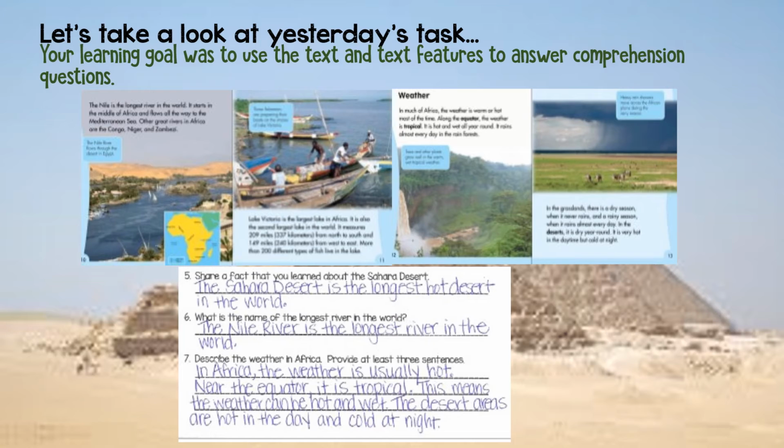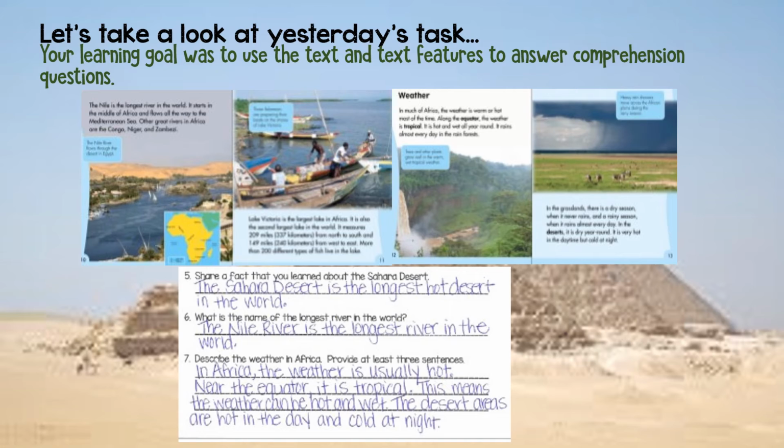Our final questions today, 5, 6, and 7, use the text and the captions and pictures to help you answer. Question number 5, share a fact that you learned about the Sahara Desert. The Sahara Desert is the longest hot desert in the world. Question number 6, what is the name of the longest river in the world? Several of you identified the Nile River, but you didn't put it into a sentence, so take a look at my example. The Nile River is the longest river in the world.